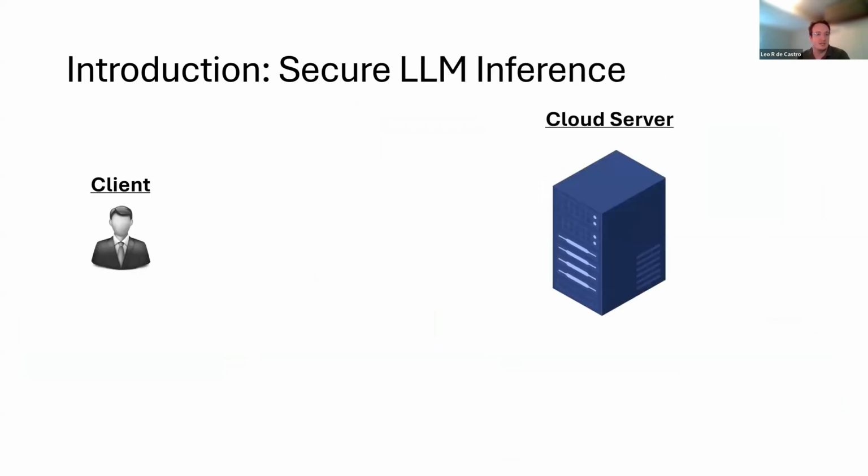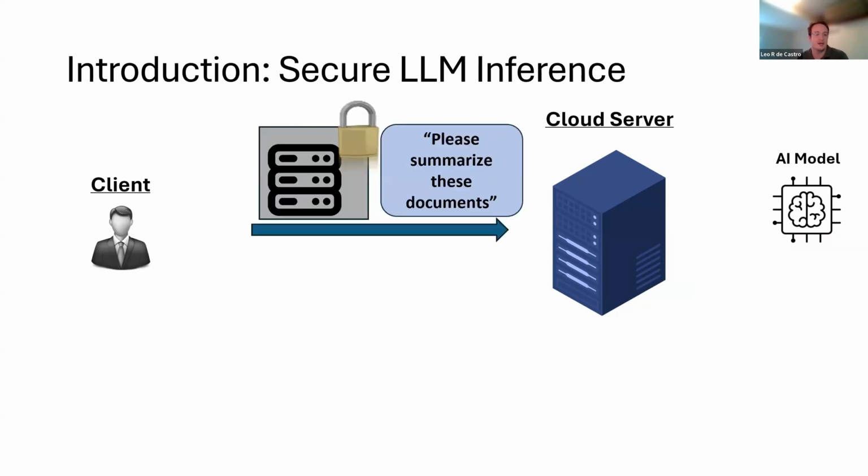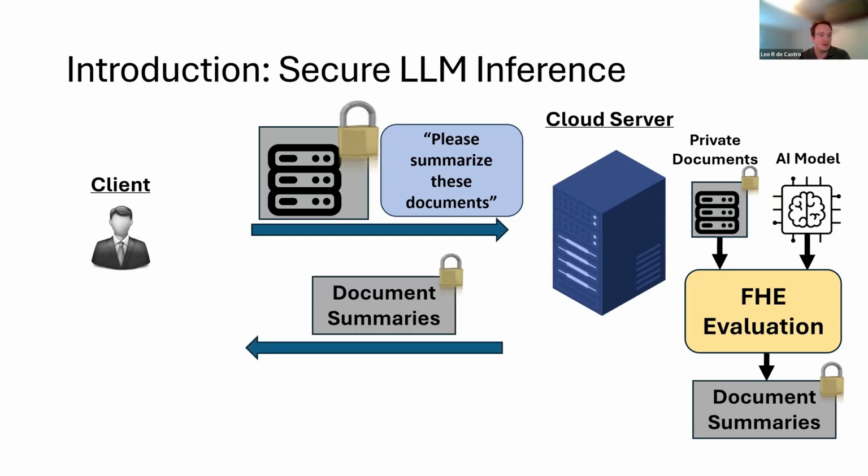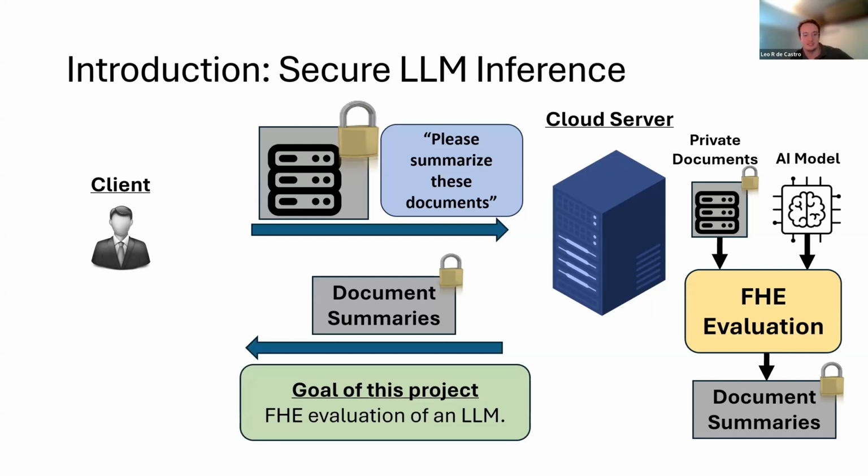So in a bit more detail, we have, again, a client and a server. The server has some AI model. We could think of the model as being public, but really it could be a private model that the server doesn't want to leak to the client. And the client can then upload a bunch of documents and say, okay, I would like a summary of all of these documents. The server can then run the evaluation of the document summary query under FHE and get the output, which is the document summaries that it returns to the client. So the goal of this project is a forward pass of the LLM inference under FHE.